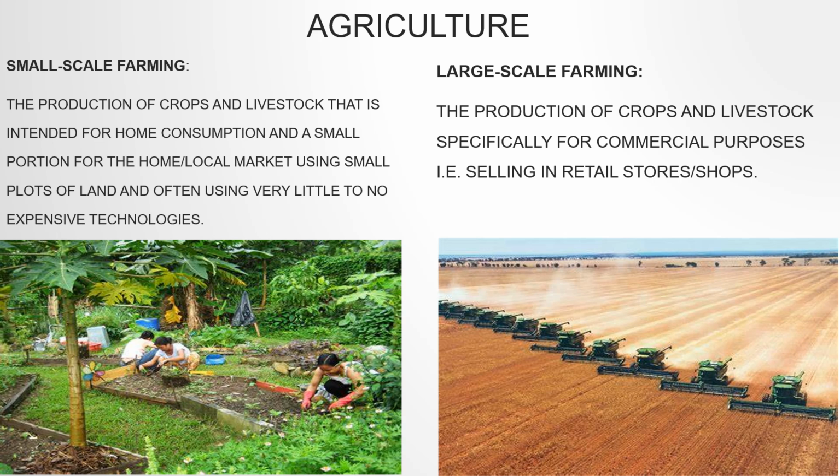And so we're looking at the two types of agriculture here, small scale farming as well as large scale farming. Small scale farming is a production of crops and livestock that is intended for home consumption and a small portion for the home or local market, using small plots of land and often using very, very little, even no technology at all. So it saves quite a lot on expenses. But then you've got large scale farming. That's the production of crops and livestock specifically for commercial purposes, like selling in retail stores and shops. And they spend and invest a lot of money in order to basically produce their crops.